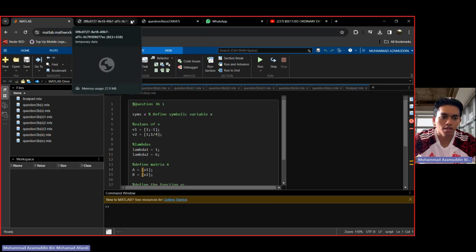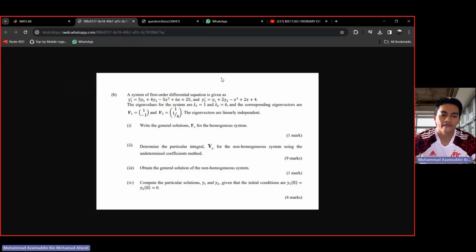Today I will deliver my part, which is about question 3b. The question is: a system of first order differential equations is given as y1 prime equal to 5y1 plus 4y2 minus 5x squared plus 6x plus 35, and y2 prime equal to y1 plus 2y2 minus x squared plus 2x plus 4. The eigenvalues for the system are lambda 1 equal to 1 and lambda 2 equal to 6, and the corresponding eigenvectors are v1 equal to (1, negative 1) and v2 equal to (1, 1/4). The eigenvectors are linearly independent.